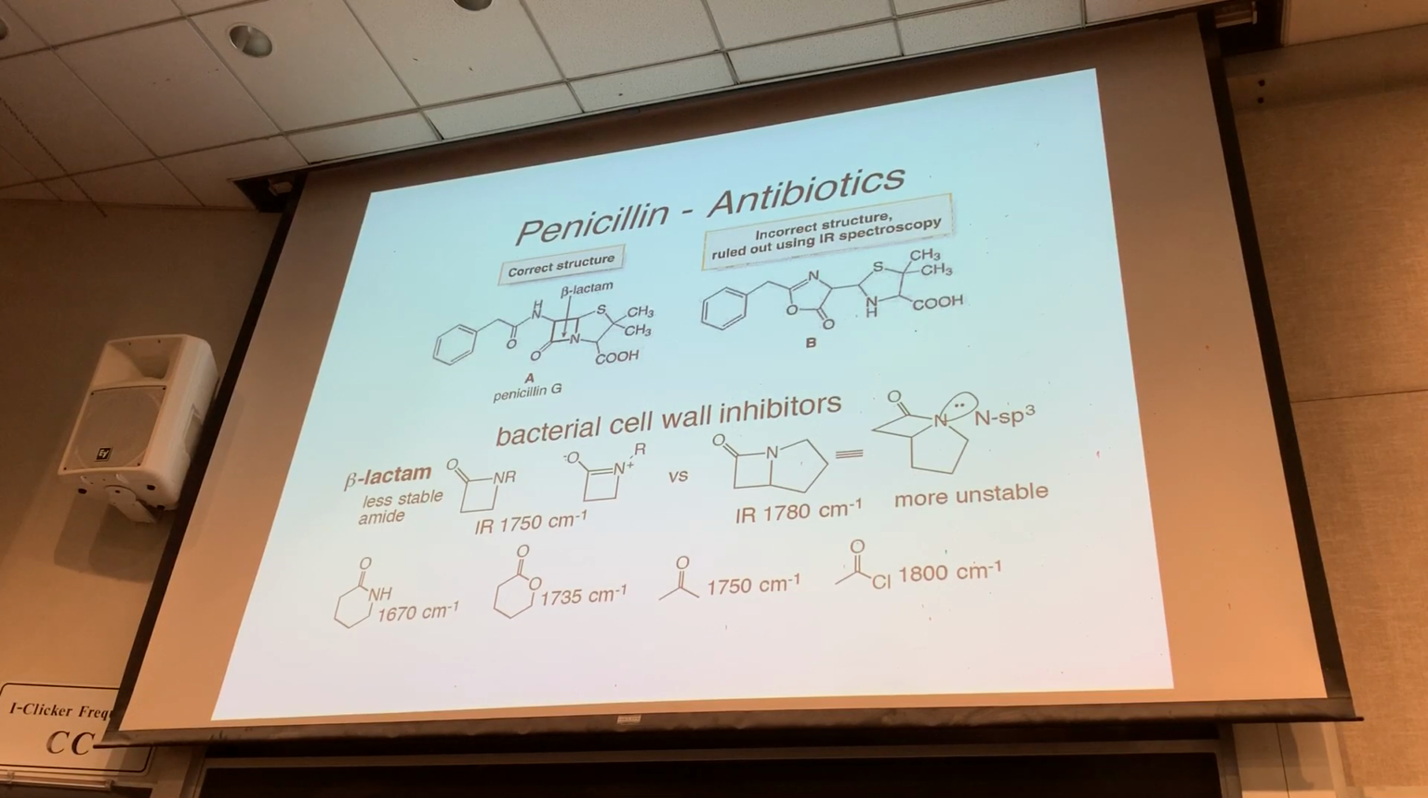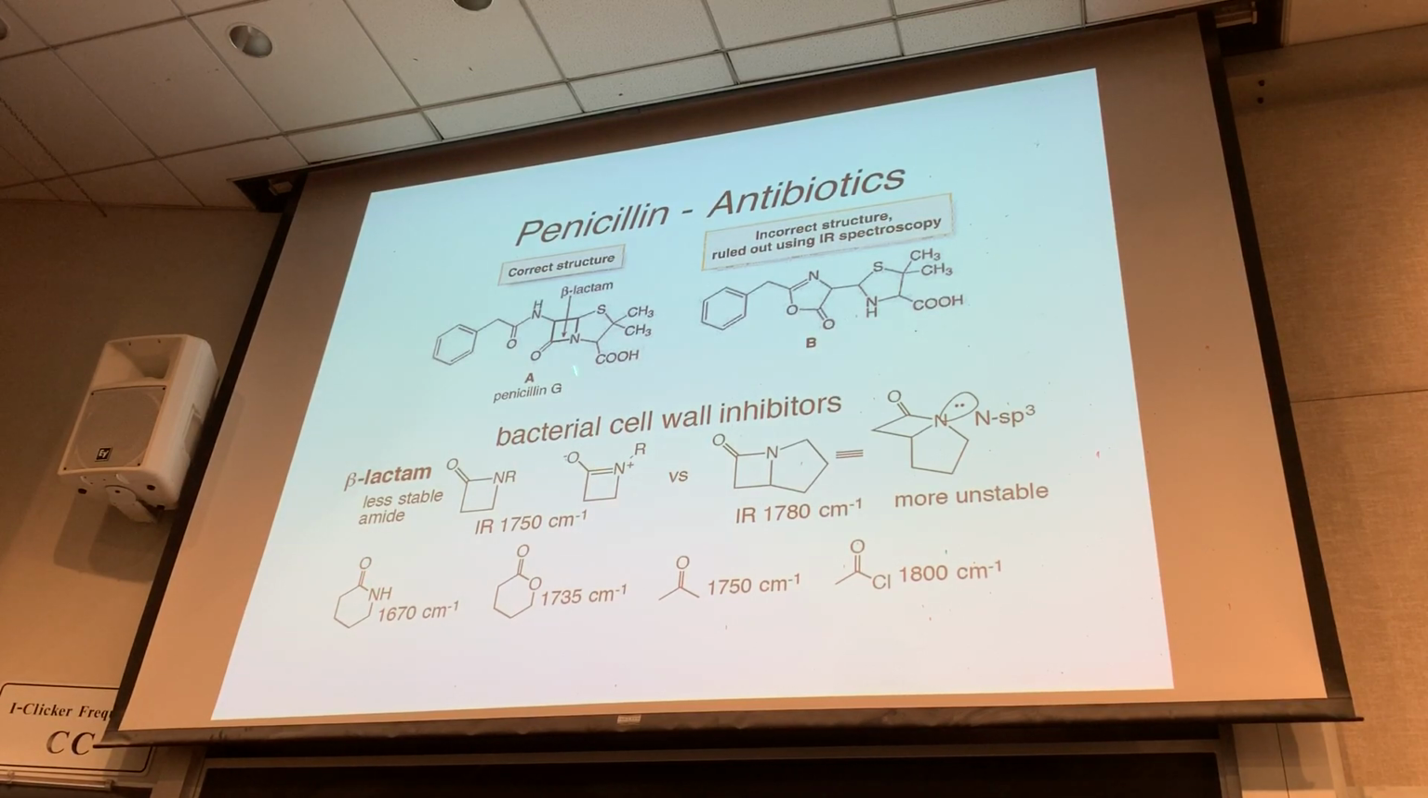I really want to skip over this. You can read about this, the correct structure of penicillins right here, which is an amide. But because it's a 4-membered ring amide, it doesn't have the same amount of resonance stability. A normal amide down here is 1670 inverse centimeters, which is lower than a typical ketone or ester. And that's because of this resonance lowering the bond order there.